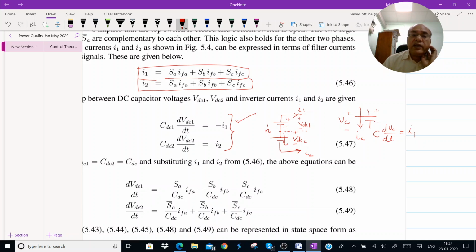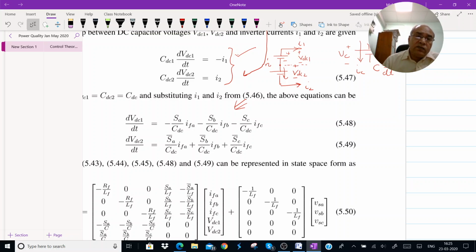Now from that we will get the first order derivative of the DC link capacitor voltages in terms of the current, and current in terms of these filter currents. So expressing I1, I2 from these equations and putting it back here, we will get these equations. So dVDC1 by dt equals minus SA by CDC into IFA minus SB by CDC into IFB and minus SC by CDC into IFC. Similarly, substitute I2 here, we will get SA bar by CDC into IFA plus SB bar by CDC into IFB and SC bar by CDC into IFC. So these are another two states.